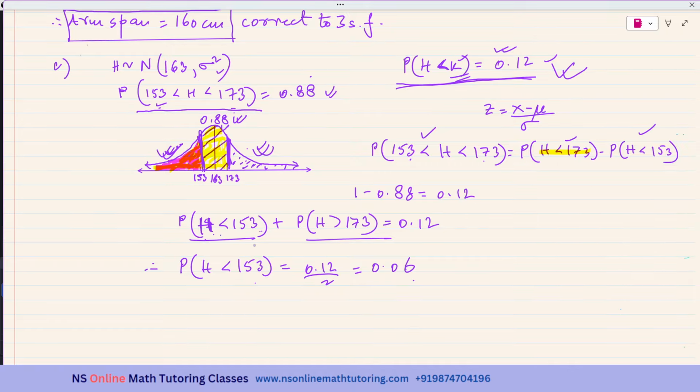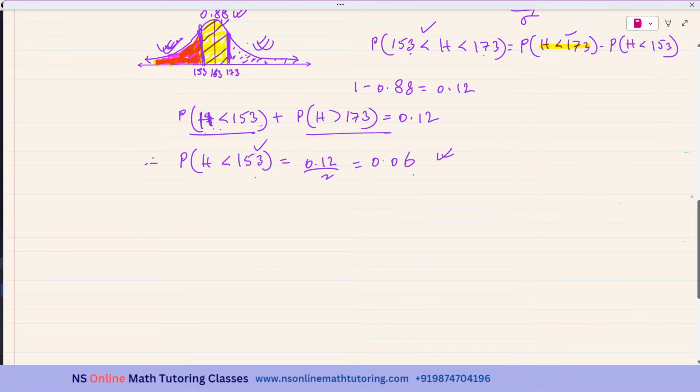In this case, we do not know the value of sigma. We have to get the value of sigma. But we have come to this point, that the probability of H less than 153 is 0.06. Now we will be using the standardized normal distribution, Z, where the mean is 0 and the variance is 1. So the probability of Z less than some value Z1 is equal to 0.06.